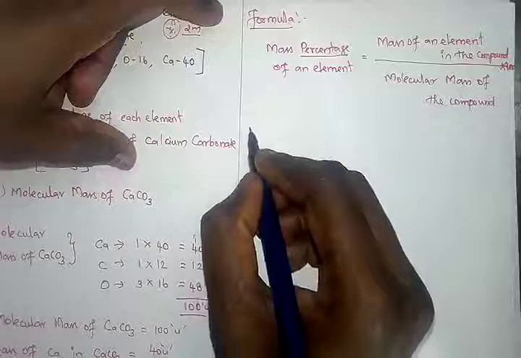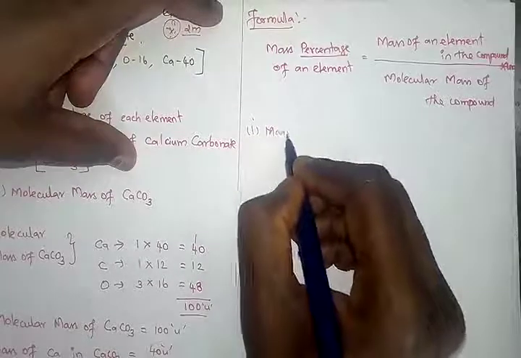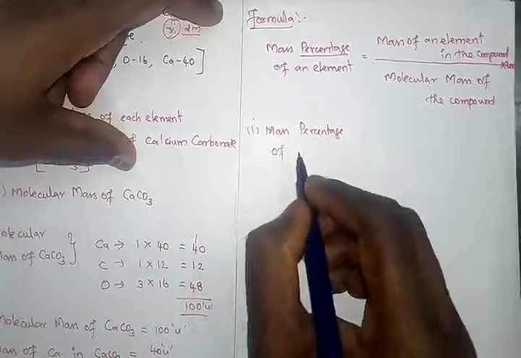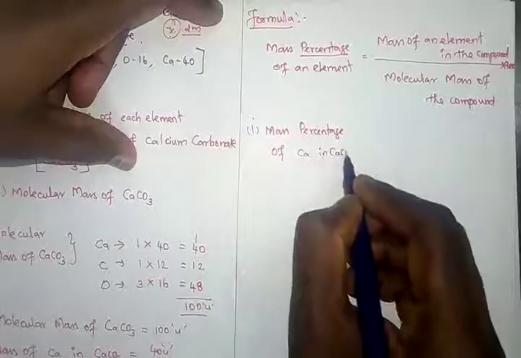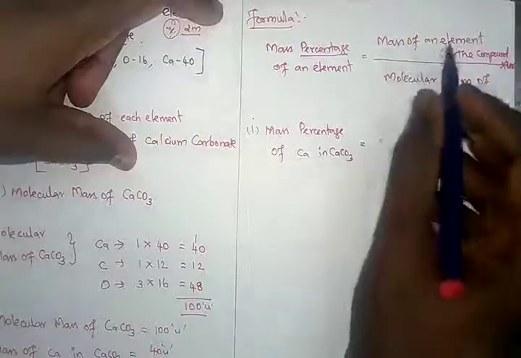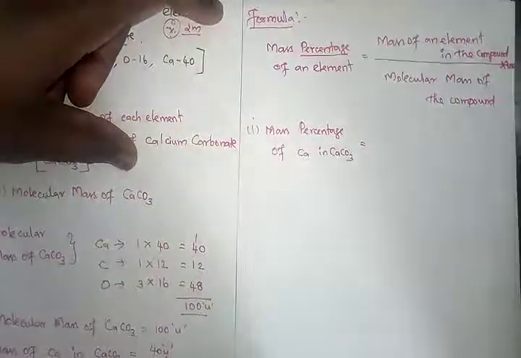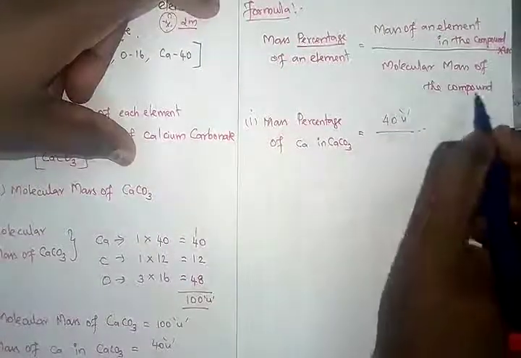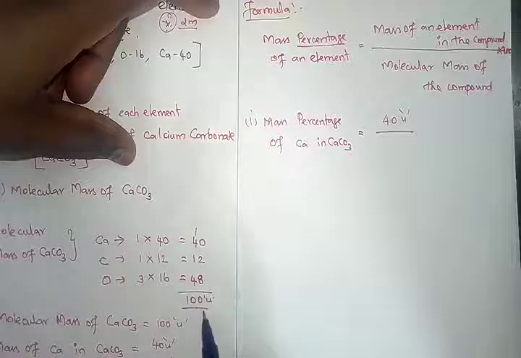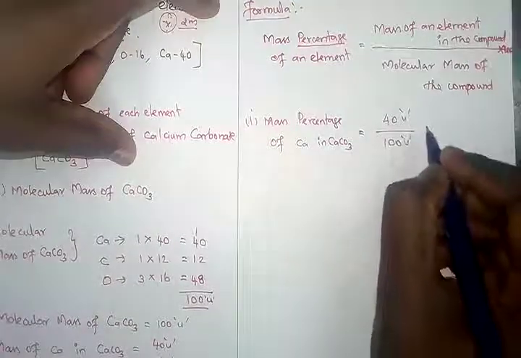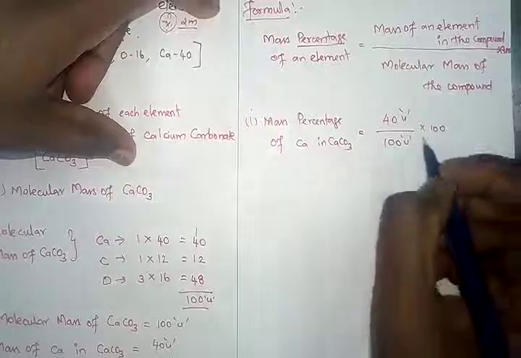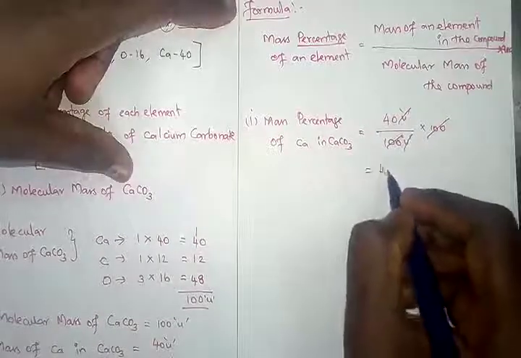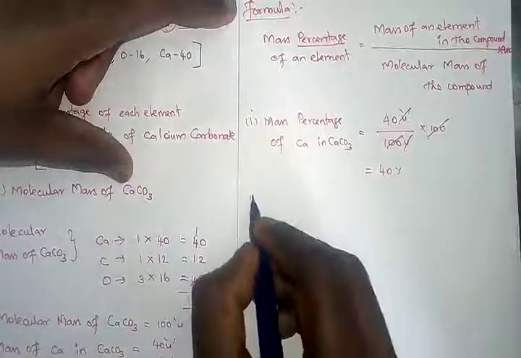So let me calculate for the first case. Mass percentage of calcium in calcium carbonate is equal to mass of calcium. What you have calculated? It is 40 U. So 40 U divided by molecular mass of the compound. Molecular mass of calcium carbonate is 100 U. So 100 U into 100 for the percentage. So U gets cancelled, 100 gets cancelled. So the answer is 40% for the calcium.